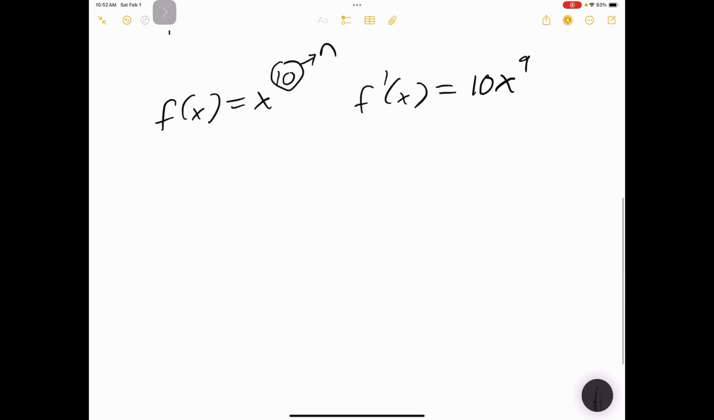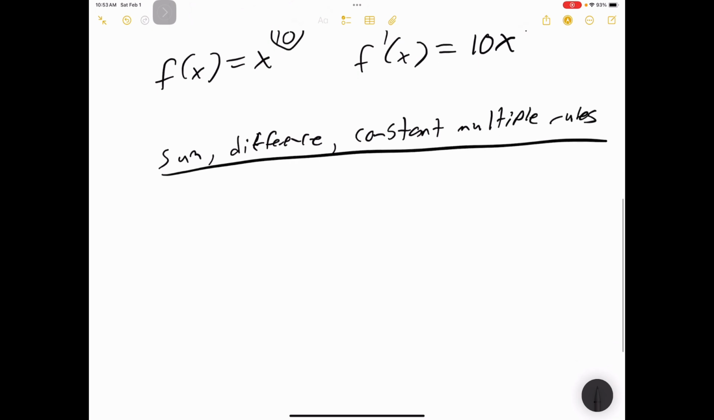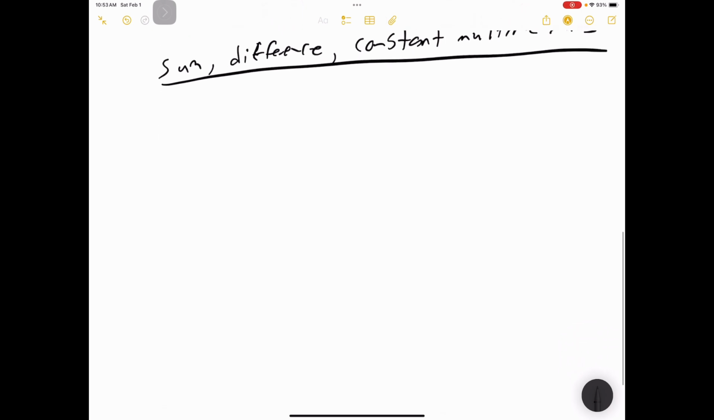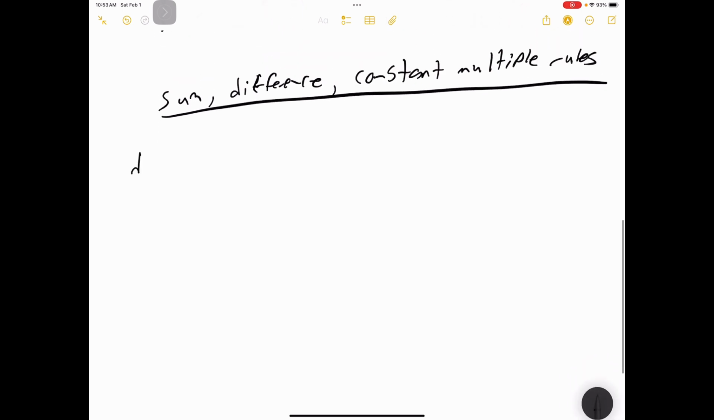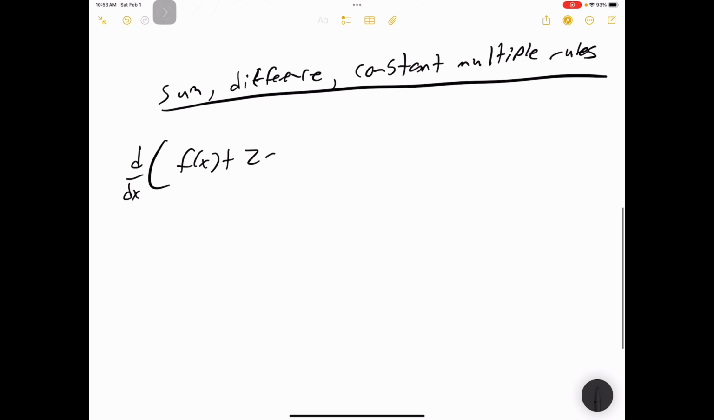We also have some difference and constant multiple rules. We actually already saw these rules in place with the definition of the derivative, but let's look at the rule now. If I want to take d dx of a function f of x plus g of x plus, let's say, in fact, let's go back. Let's do f of x plus 2g of x minus h of x.